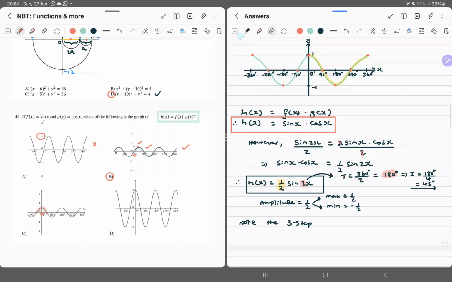How do I write this word? Note the 3-step approach in trigonometry. Because if you don't remember this, remember the 3-step approach is BODMAS, factorizations, and identities. So therefore here the answer for this one became option B.